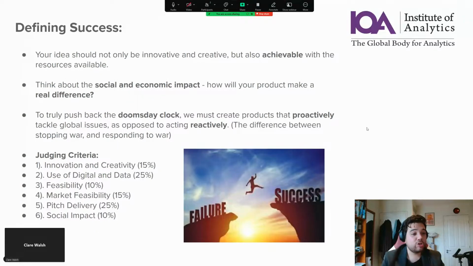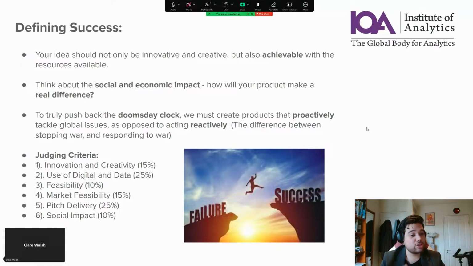So, how do we define success? I've told you what we expect you to do and what the competition guidelines are, but how will you succeed? What are the guidelines? As I've said multiple times, your project should be creative, but it should also be achievable and feasible. It should be something that could be realistically made into a product or service, by a startup, by a small team in the real world.